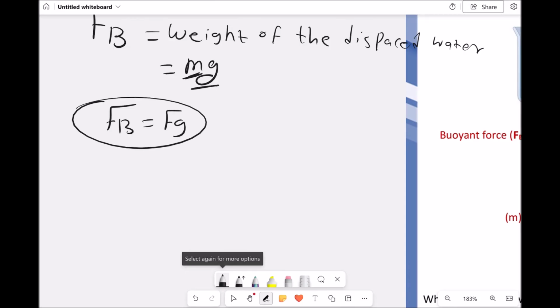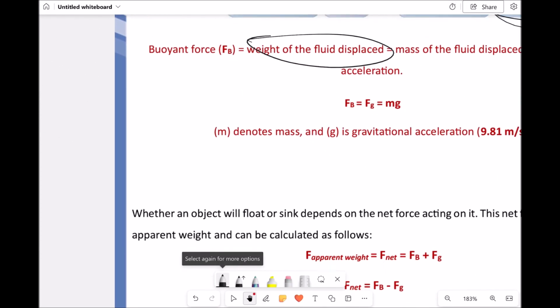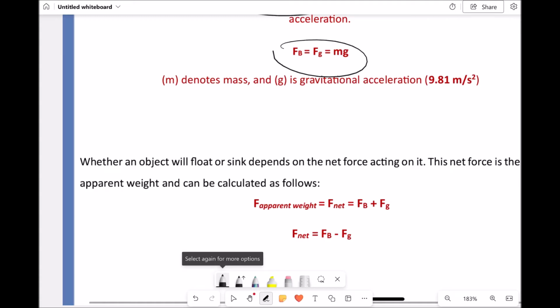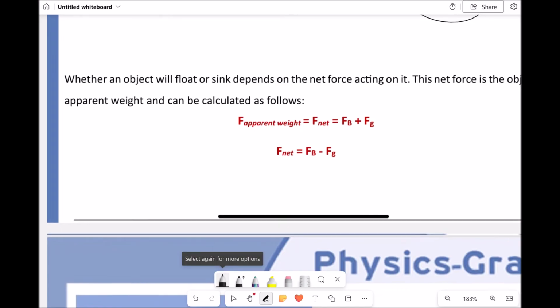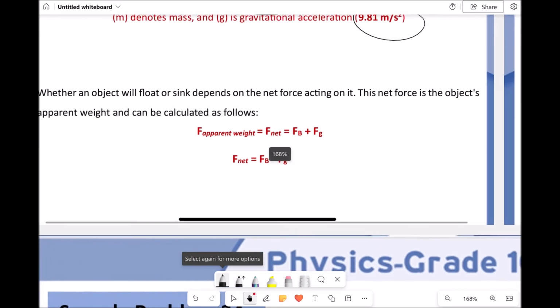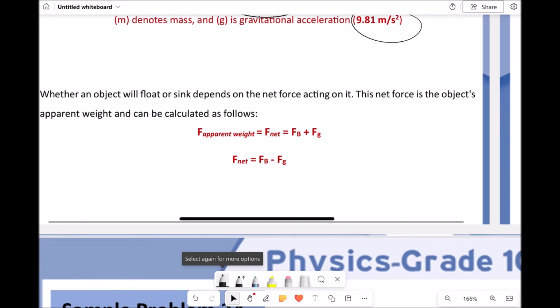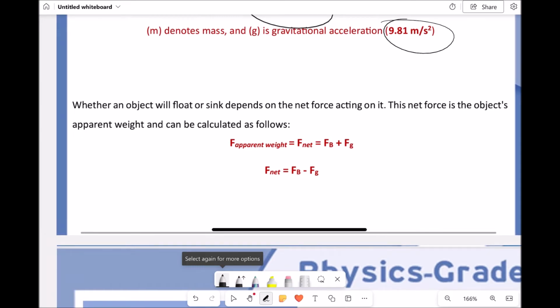Buoyant force in Archimedes' principle is equal to the weight of the displaced fluid, okay? Which FB is equal to mg, where m is the mass and g is the gravitational acceleration, equal to 9.81 meter per second squared. You have many equations here, guys. At first they seem a little bit confusing, but when you solve problems with them, they become simpler and simpler.